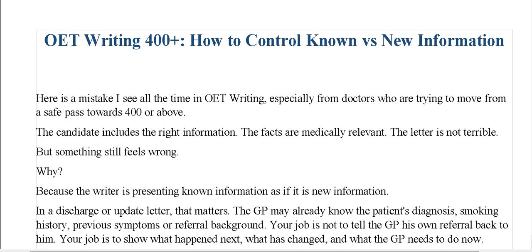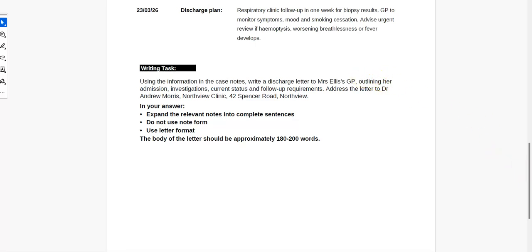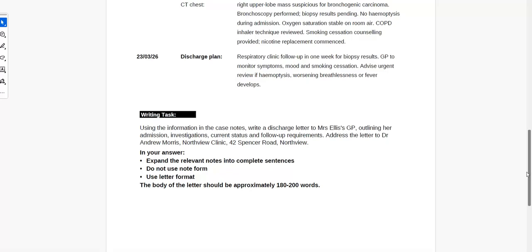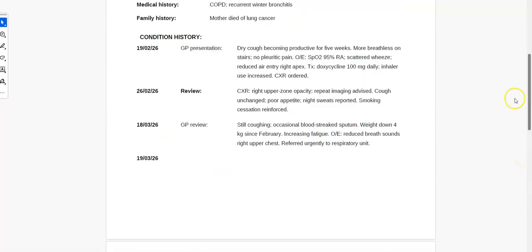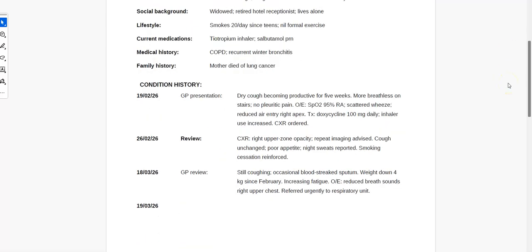So, here's a mistake I see all the time in OET writing, especially from doctors who are trying to move from a safe pass towards 400 or above, as some of my students do. The candidate includes the right information, they've got all the facts, etc., but something still feels wrong. So, what we're going to talk about today is a particular issue with a particular set of case notes which I have here. Now, the thing that perplexed my student was how to present known information.